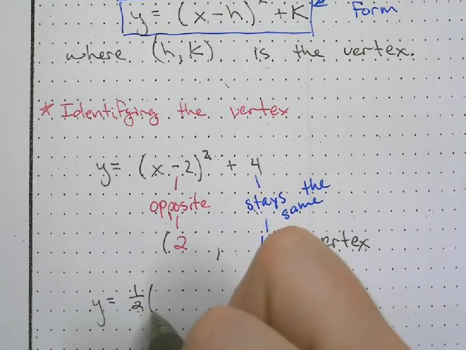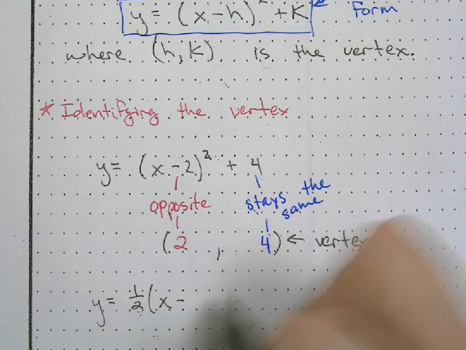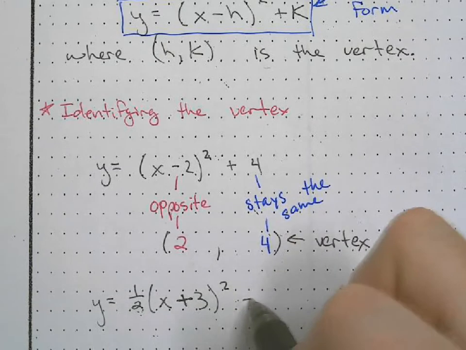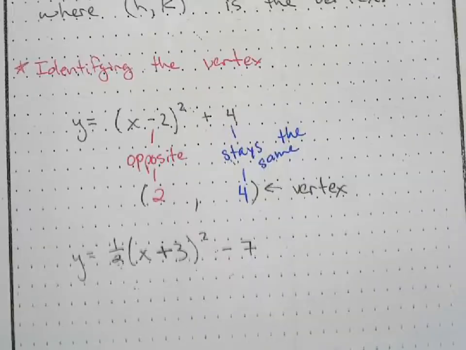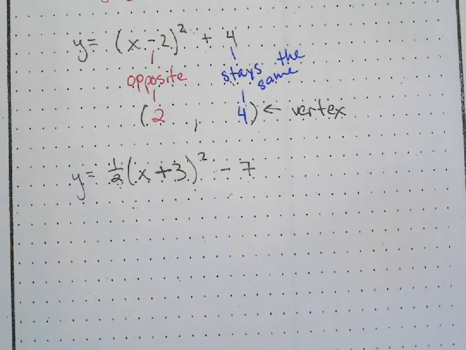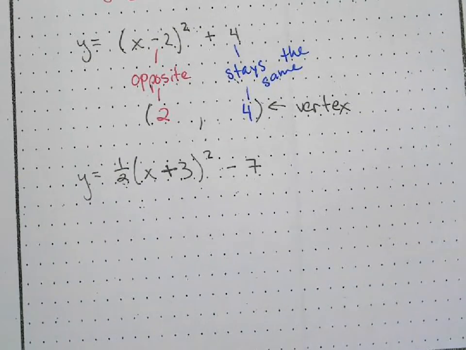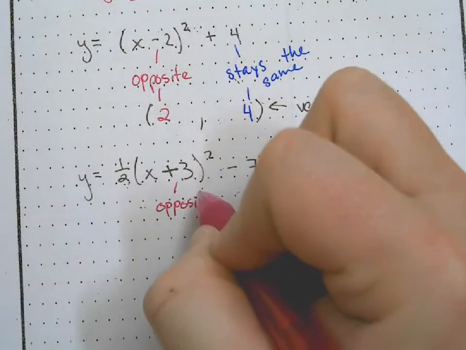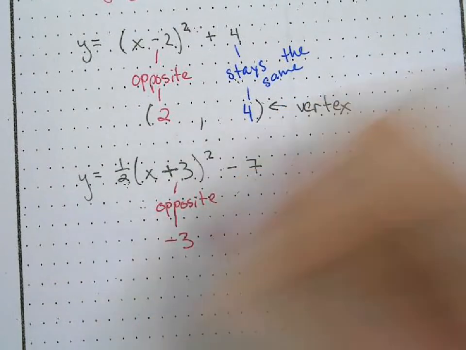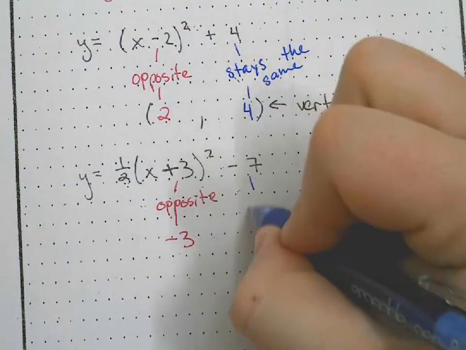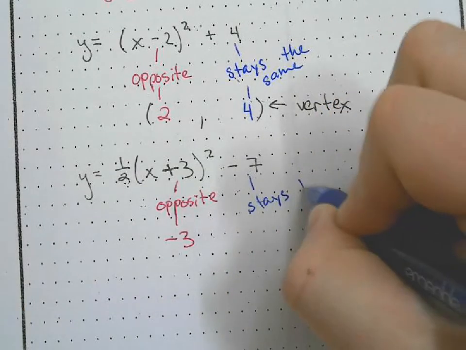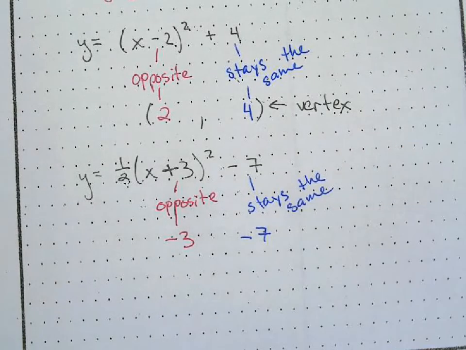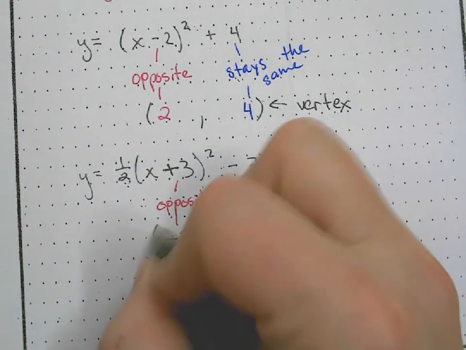So say we were looking at something like this. What would its vertex be? The value on the inside becomes its opposite. The value on the outside stays the same. So it's a negative 7, so it stays negative 7. And then there's my vertex.